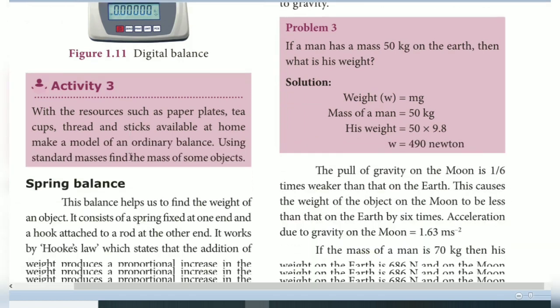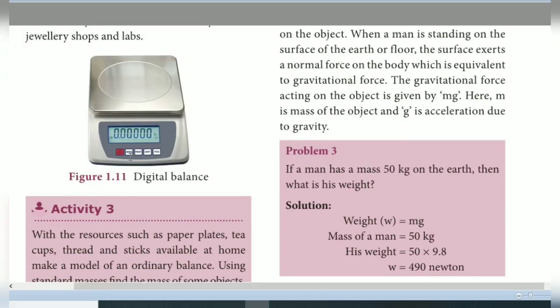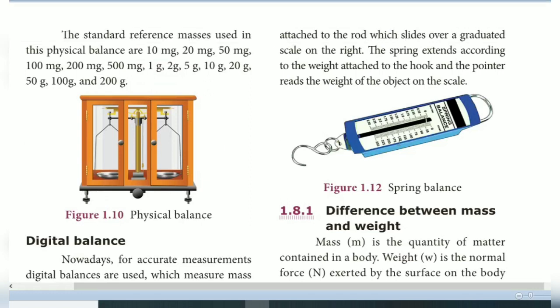Then the spring balance. Look at this picture. This is a spring balance. I have already told that the spring balance is used to measure weights. It consists of a spring fixed at one end, and a hook attached to a rod at the other end. Look here, this is the hook.